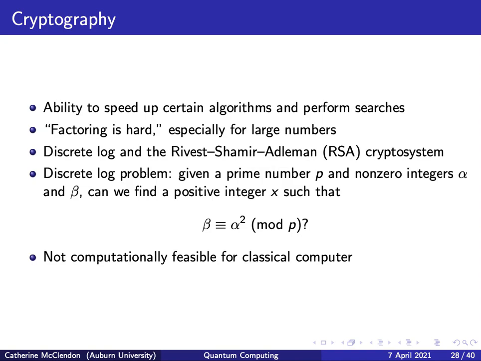Given a prime number p and non-zero integers alpha and beta, can we find a positive integer x such that beta is equivalent to alpha to the x mod p? If p is a large prime number, for example, 200 digits or longer, there are too many possible choices of x to be computationally feasible for a classical computer to break this encryption.